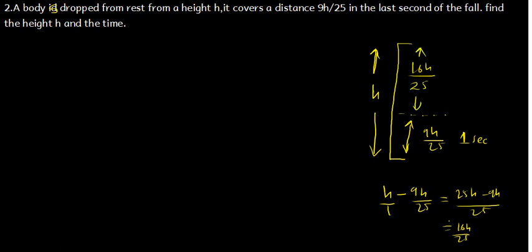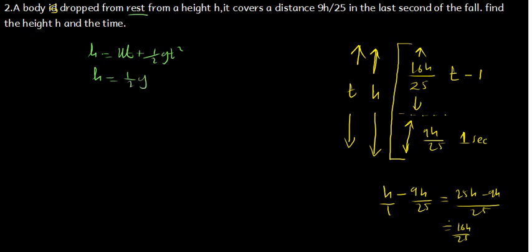And since it had fallen this height in the last second, that means the time it had to fall this one is t minus 1, if it took t to travel the whole height h. Okay, same formula, we're going to say h is equal to ut plus half gt squared. We've also been told it is coming from rest, so the initial velocity is 0. So h is equal to just half gt squared. This will be our first equation.